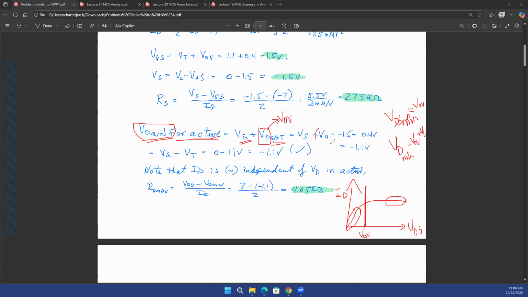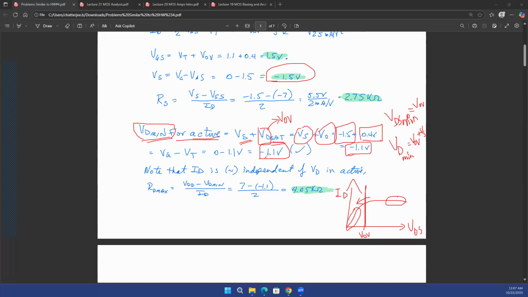You already know the value of V over drive, which is 0.4 volts. You calculated that somewhere over here in the first part of the question. And you already found out the value of VS, which is equal to minus 1.5 volt. That's also found in the first part of the question. So you just add both of them up. So minus 1.1 volt is your minimum value of VD for which the transistor will be in saturation. If VD reduces any further, you'll go towards this left side region where the transistor will be in triode. So your VD min is minus 1.1 volt.